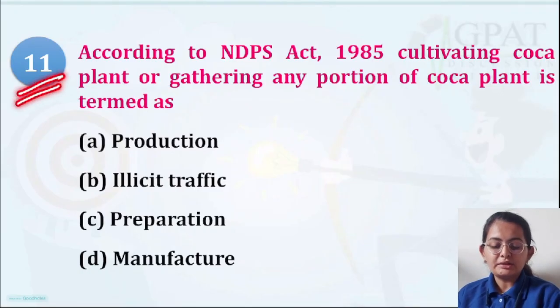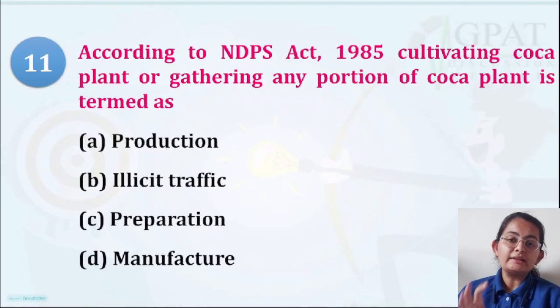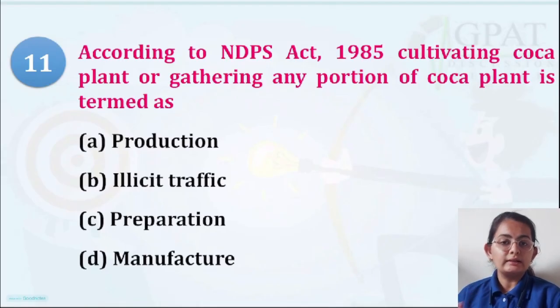substances. Question number 11, it is talking about according to NDPS Act, the cultivating coca plant or gathering any portion of the coca plant is termed as production, illicit trafficking, preparation or manufacture. See, you should know this, that the government only specifies the places and the persons who can cultivate it. Without the government, not even a single leaf can be turned in this particular act. This act is so strict in nature that you cannot do anything without the permission of the government.